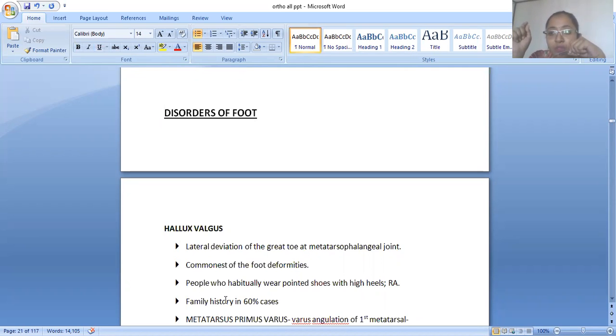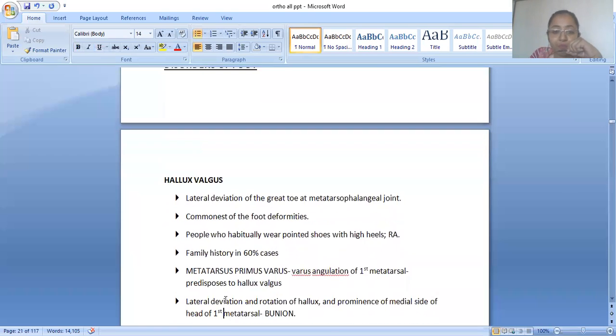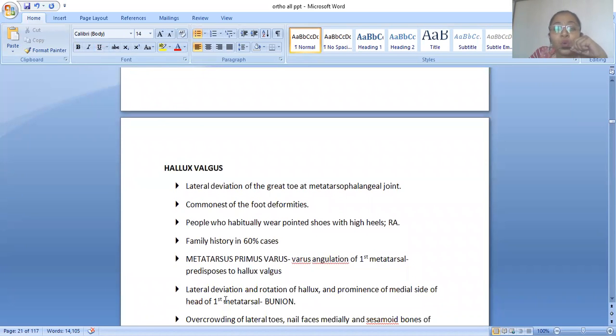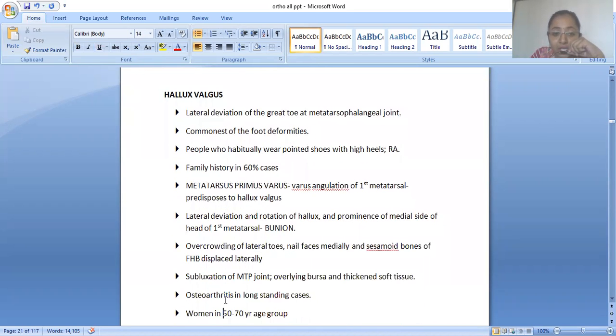It is one of the commonest foot deformities clinically observed. People who habitually wear pointed shoes with high heels are more prone to have hallux valgus, or people with rheumatoid arthritis, RA. It is also associated with family history in 60% of the cases. The metatarsus primus varus, the varus angulation of the first metatarsal, predisposes to hallux valgus.